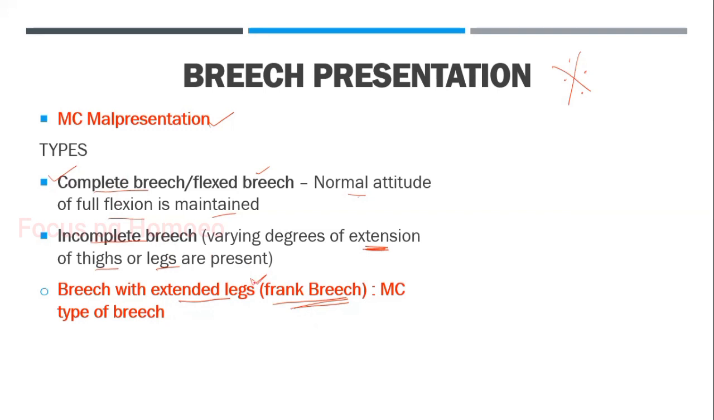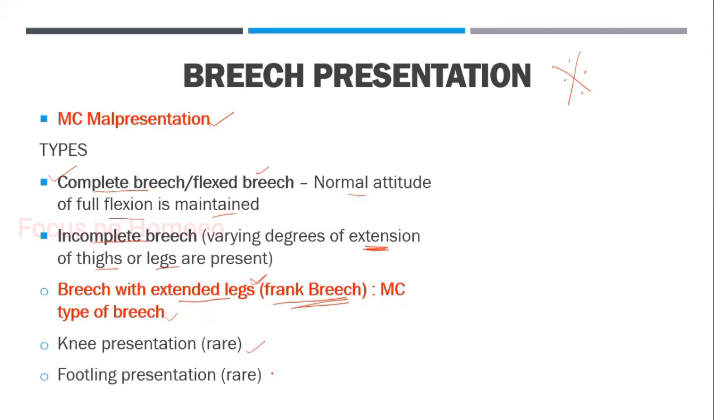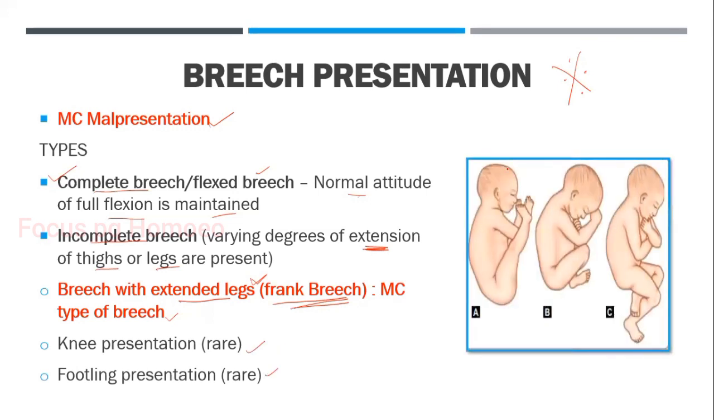Legs are extended. There is no complete flexion of the legs. And which is the most common type of breech presentation? It is breech with extended legs, or frank breech presentation. Next, there is knee presentation, which is rare, and footling presentation, which is also rare. These are the three types of incomplete breech presentation. Here you can see the extension of legs. When there is extension of legs, it is incomplete breech and it is called frank breech presentation.